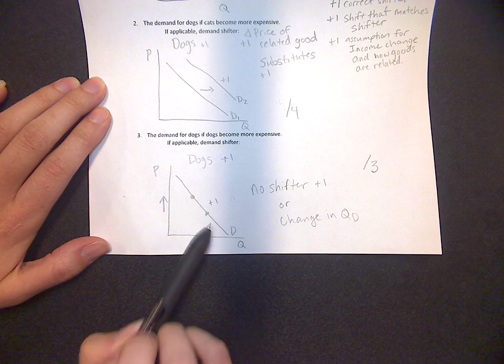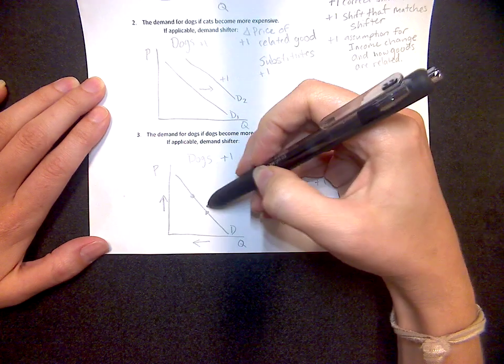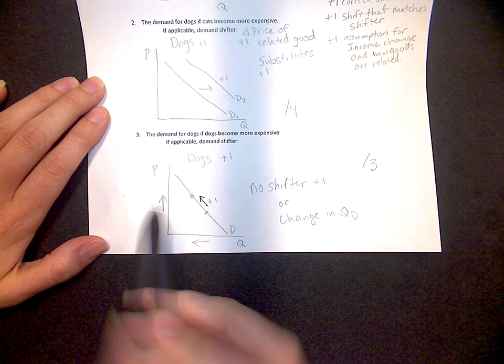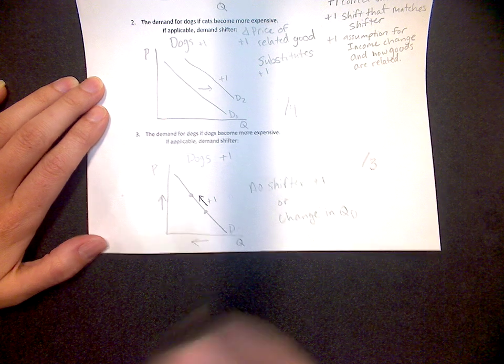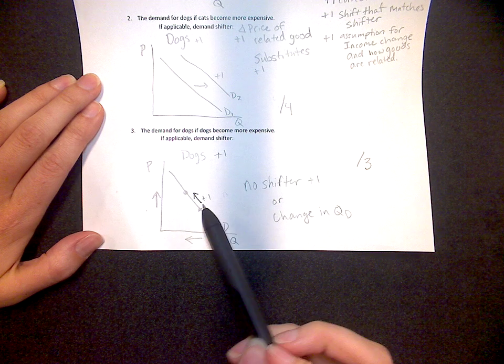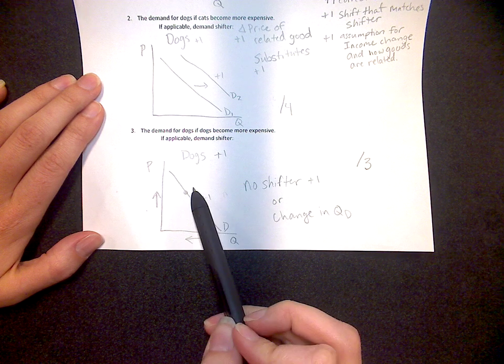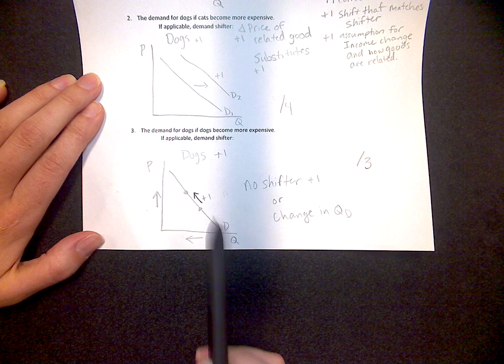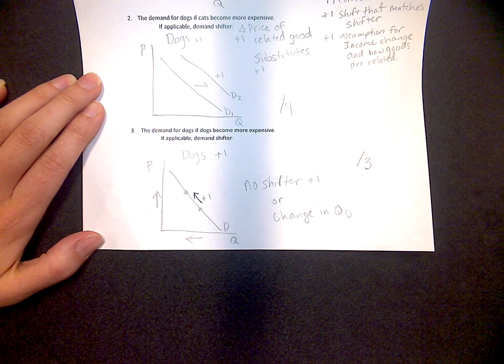So we put a D on the line, 2 dots. You can either put your arrow along the line like this, okay? Or better is to put it on the side. So price increase, quantity decrease. And you write no shifter or change in quantity demanded gets you +1. Okay. If you wrote D1 and D2 here, that is incorrect because there's only one demand curve, so there's only one D. So you would just get +0 if you did that.